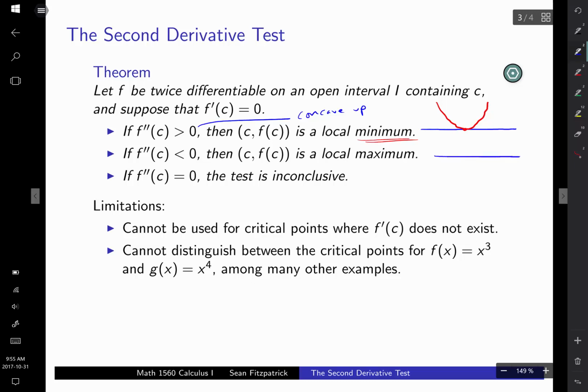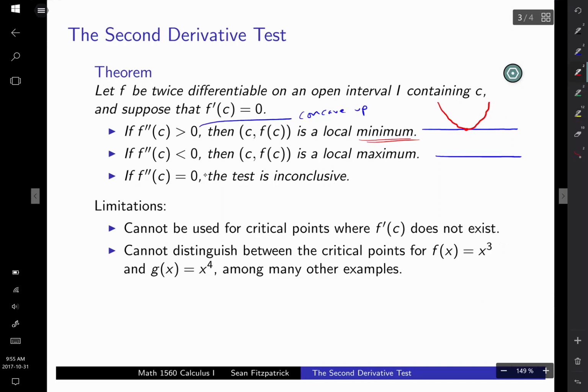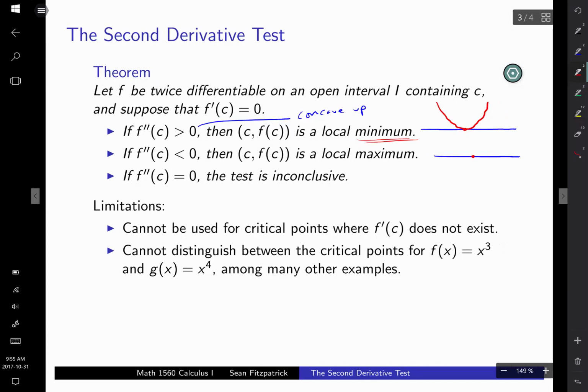Similarly, if you've got a point where the derivative is 0, so you know you've got a horizontal tangent at that critical number, but you're concave down, right? The second derivative is negative, so you're concave down. That means the graph lies below the tangent, and that must mean that you look like that. So you've got a maximum, right?